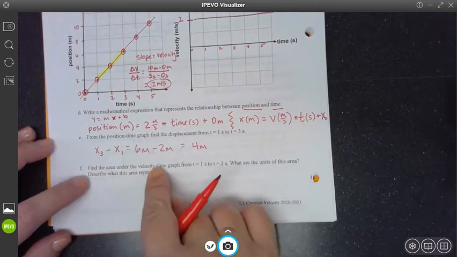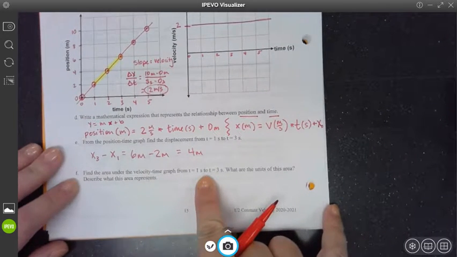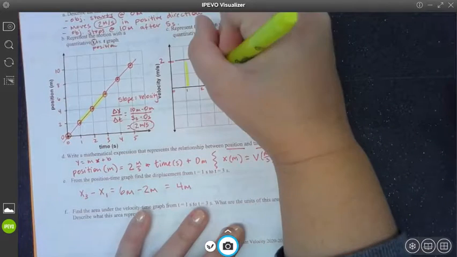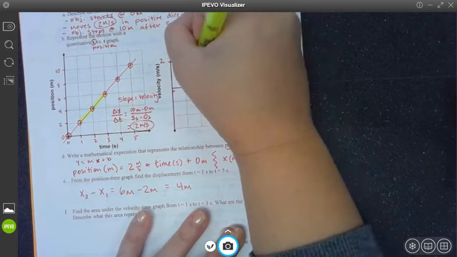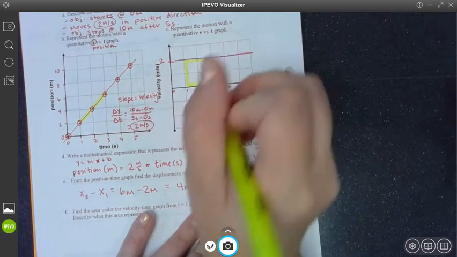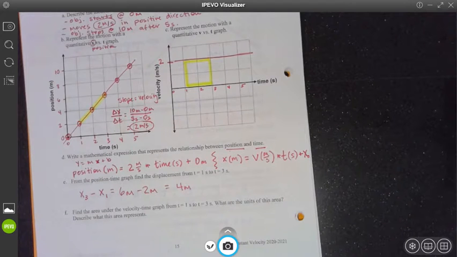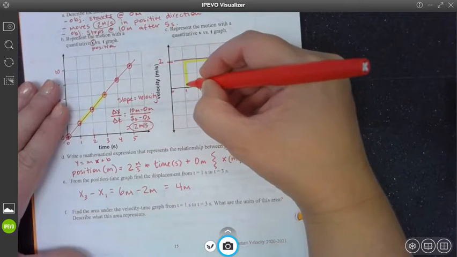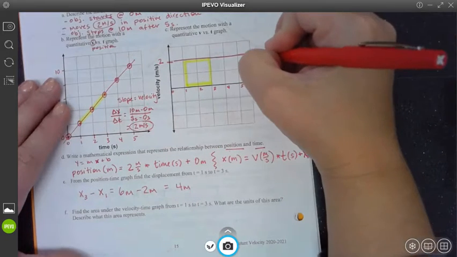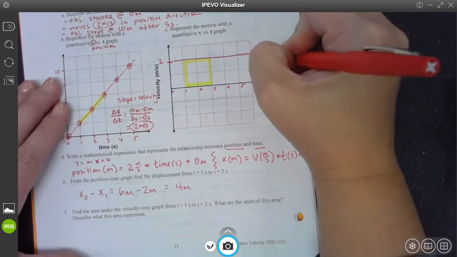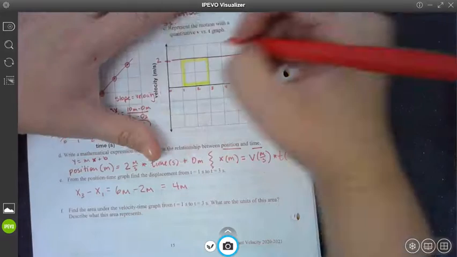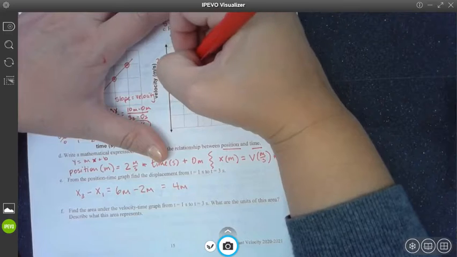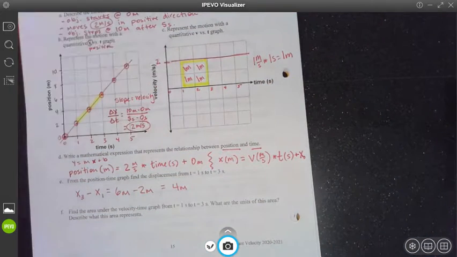Lastly, it says, find the area under the velocity versus time graph from 1 second to 3 seconds. So to find the area, we're going to be looking at this space under here. I think you guys can see that on the screen there. So if we try to figure out that area, we know that each of these boxes is 1 second long and 1 meter per second high. So if we've got 1 meter per second times 1 second, that means that the area of each box is 1 meter. So this represents 1 meter, this one represents 1 meter, this one is 1 meter, this one is 1 meter. So those boxes represent 4 meters.